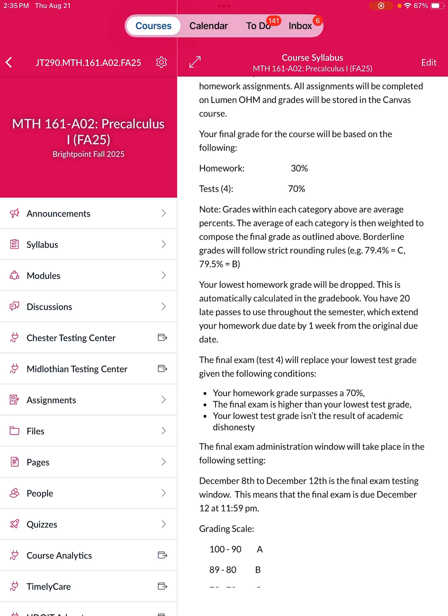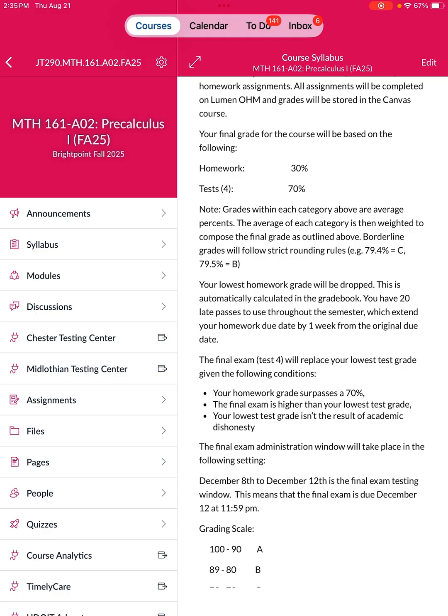The instance where it would not replace the lowest test grade is if the lowest test grade was a 0 because of academic dishonesty. Your lowest homework grade will be dropped. It's already in your grade.